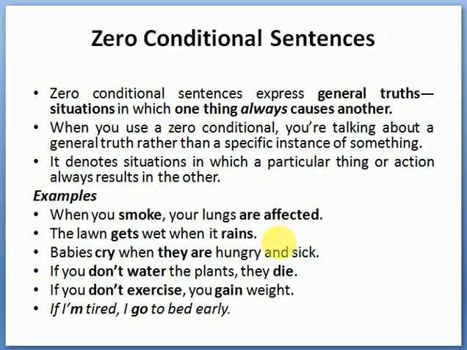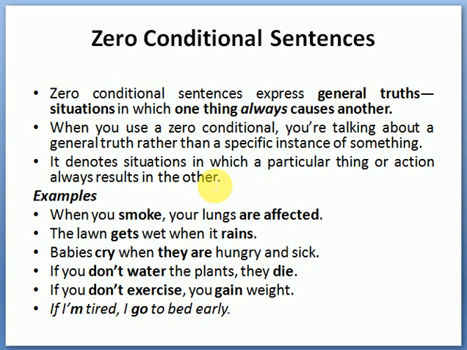The lawn gets wet when it rains. When it rains, the lawn gets wet. We could also invert the position of both of these clauses, like when it rains may come first, and the lawn gets wet may come second. So if you don't water the plants, they die. So this is about the usage of the zero conditional sentence, that is used to express general truths and general situations.